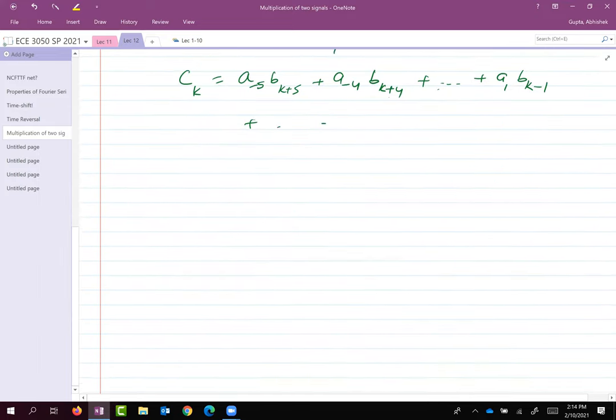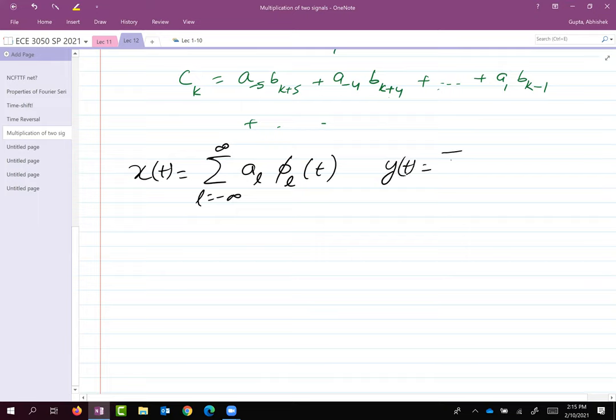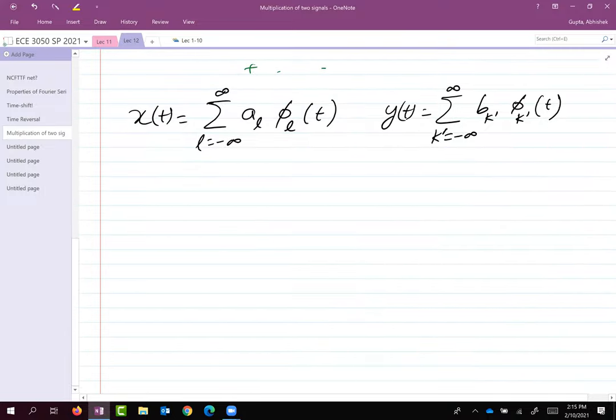Okay, now let's look at why this should be the case. I have XT, which is the summation of AL e raised to j phi L of t, L equals minus infinity to infinity. I have YT equals the summation over K prime equals minus infinity to infinity of BK prime phi K prime of t. Let's multiply the two signals.